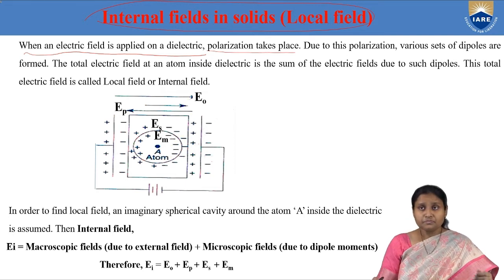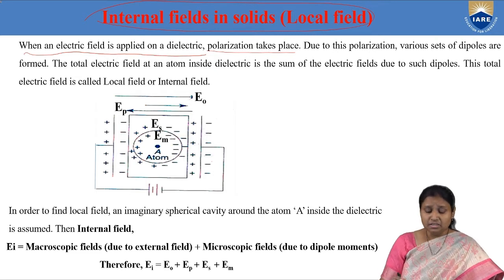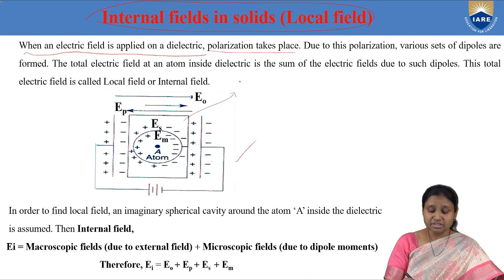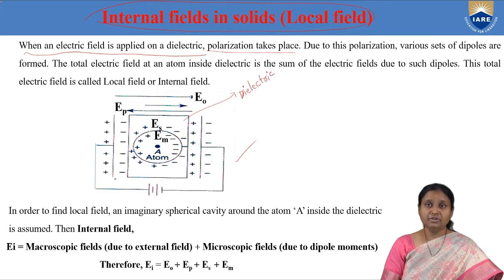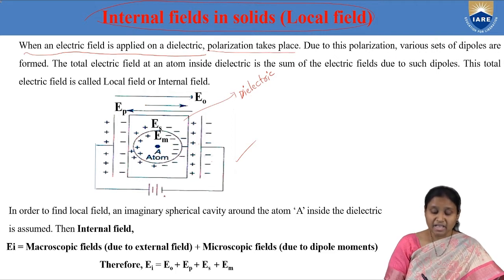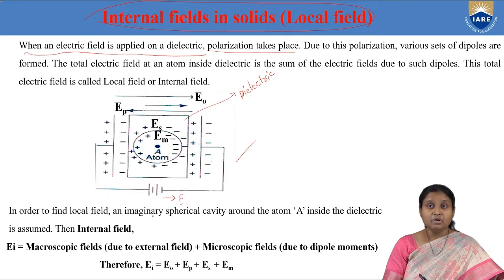So to know about this better, if you look at this figure, this is our dielectric material. And this dielectric material we have kept in between the two capacitor plates. Then we apply an electric field, and this is the direction of the electric field. And we know that because of this electric field, polarization takes place.